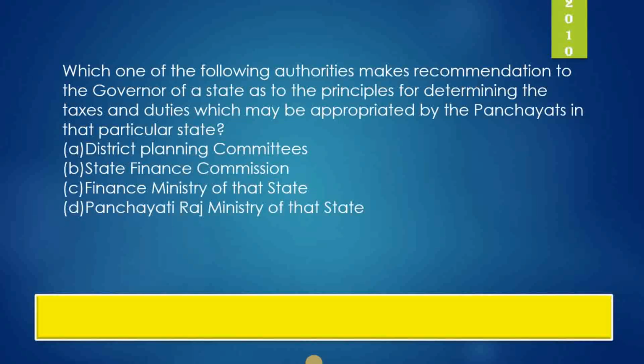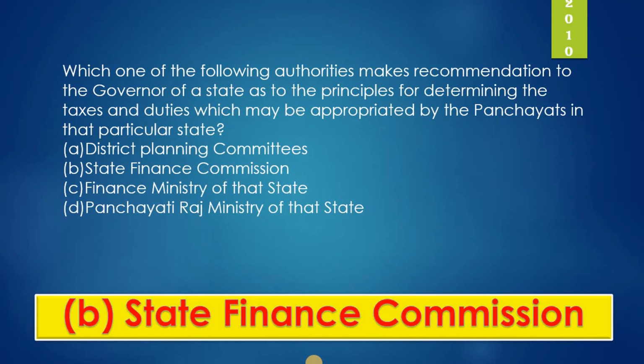Next question. Which of the following authorities makes recommendations to the governor of a state as to the principles for determining the taxes and duties which may be appropriated by the panchayats in that particular state? So the options are district planning committees, state finance commission, finance ministry of that state, Panchayati Raj ministry of that state. So the answer is option number B, that is state finance commission.